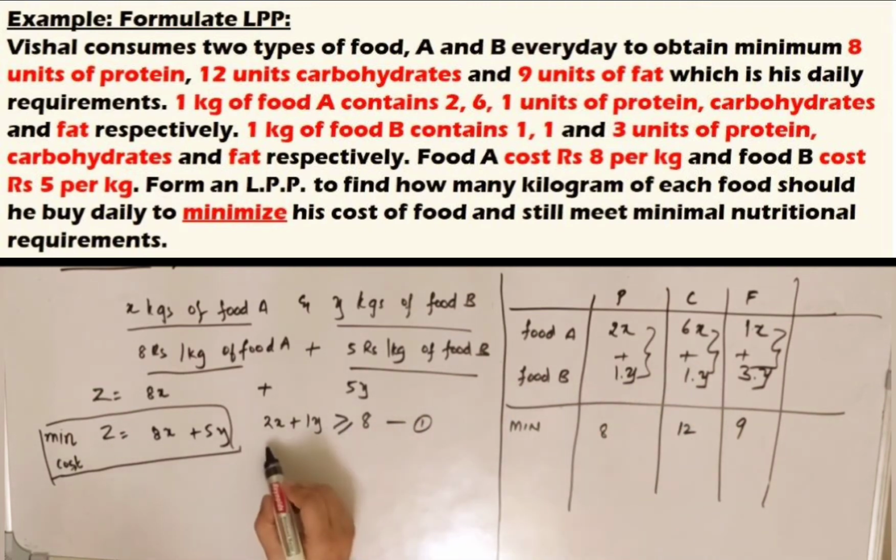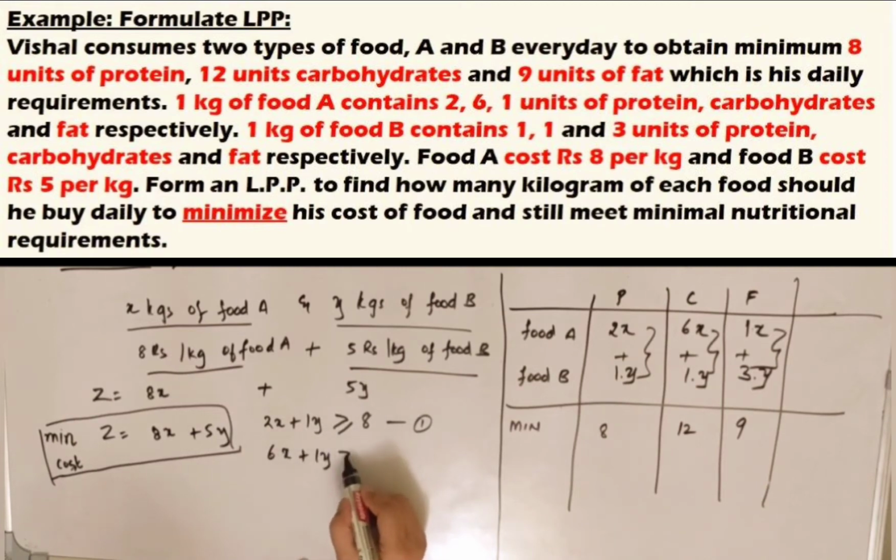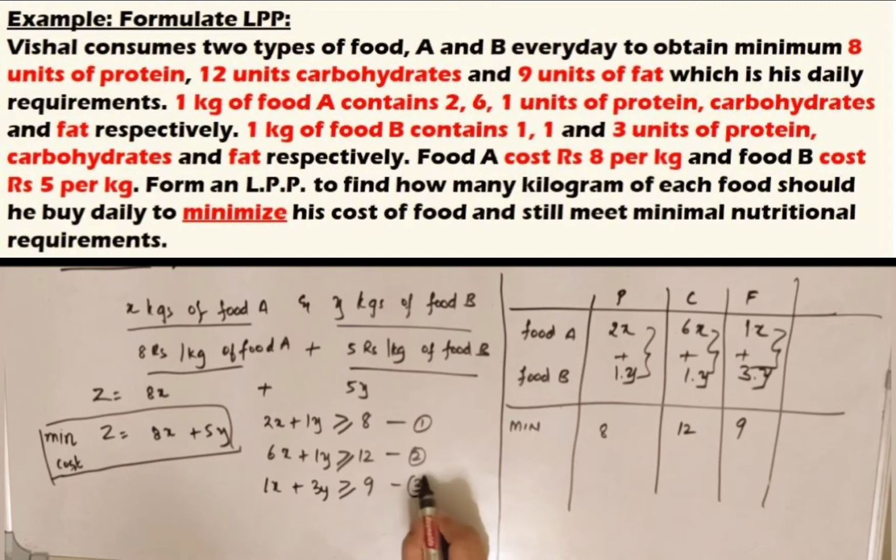The second one is carbohydrates, that is 6x plus 1y. This again should be greater than or equal to 12 units. That is constraint 2. The third constraint is 1x plus 3y greater than or equal to 9. Then the fourth one is x greater than or equal to 0, y greater than or equal to 0, because we can't have a negative quantity of food A and food B. So we have arrived at the constraints and the objective function.